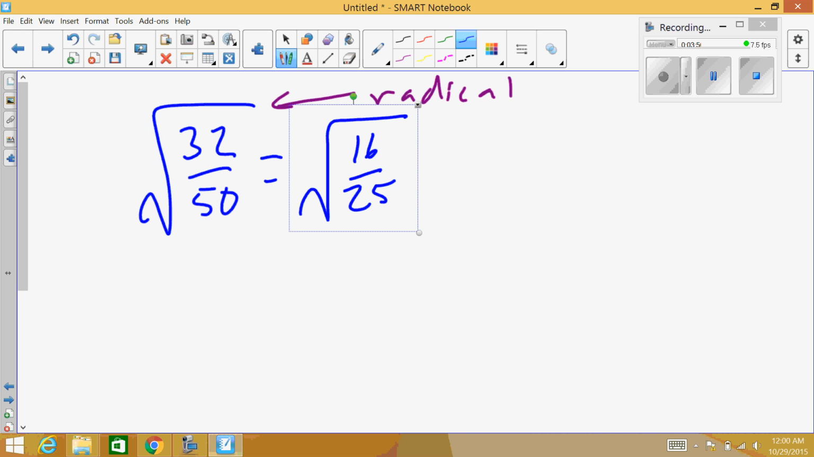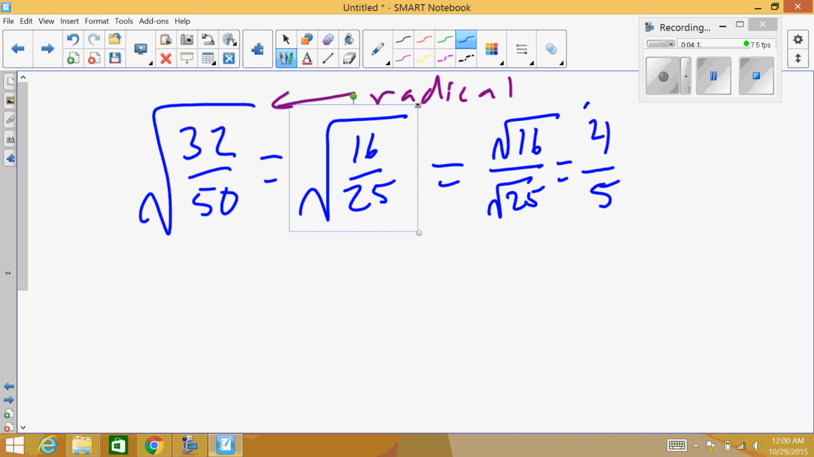So if I can break up my radical into my square root into 2 separate square roots, when it's multiplication between my 2 values, I should be able to do the same thing when it's division. And what that means is I can break this up to square root of 16 over square root of 25. And we just calculated the square root of 16. It's 4. And we know that the square root of 25 is 5. And we've got a value for our square root of 32 over 50.